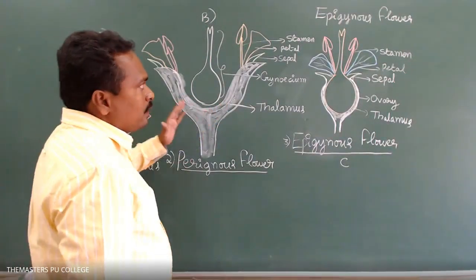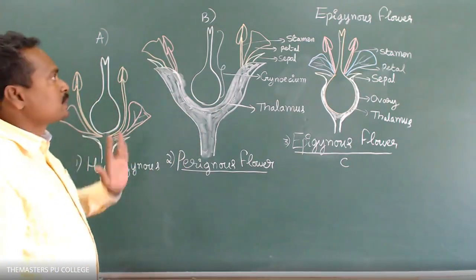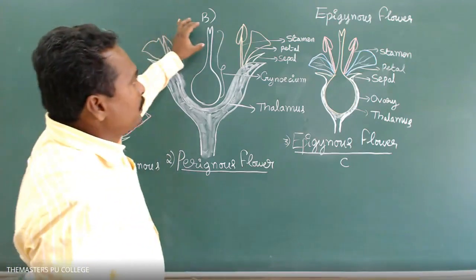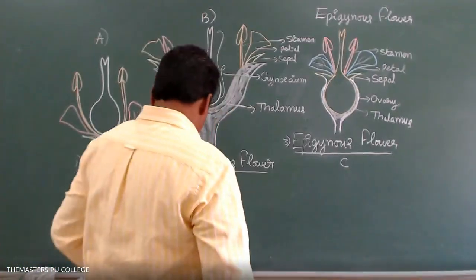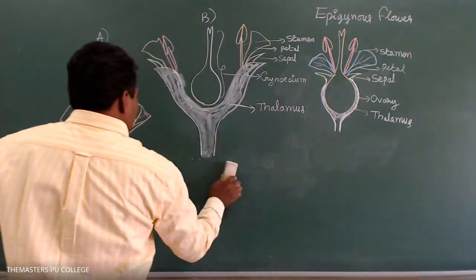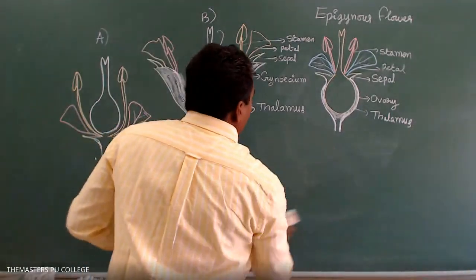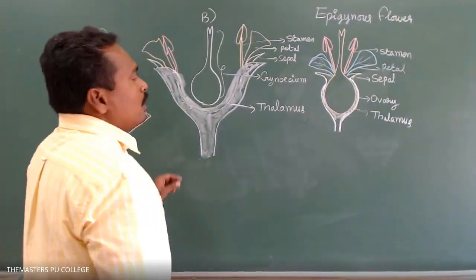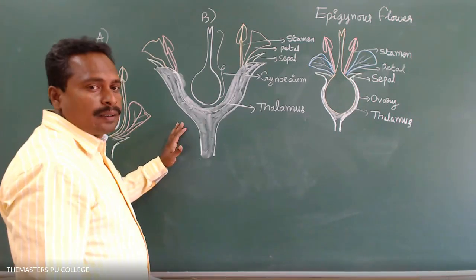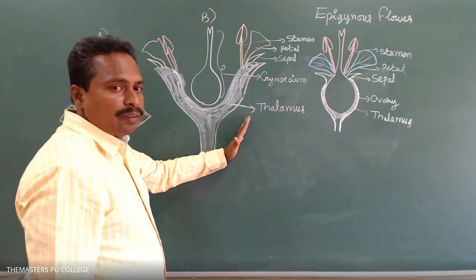So here I have drawn how many diagrams? Three diagrams. The first diagram is denoted as A, the second one B, and the third one C. Identify the A, B, and C in the given figures.